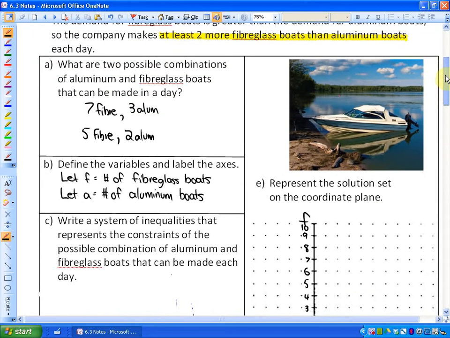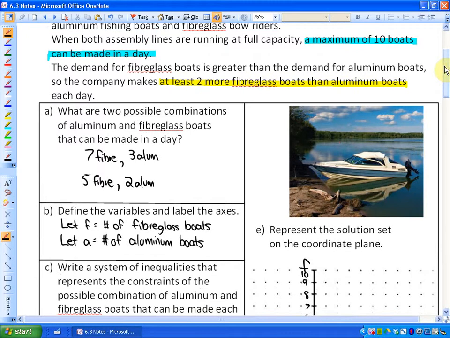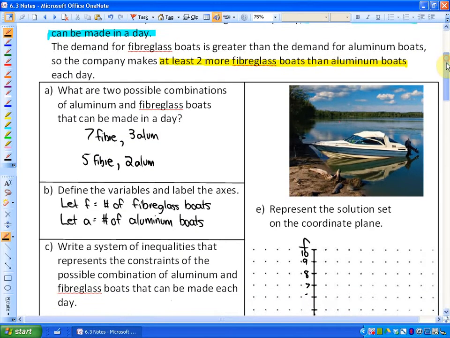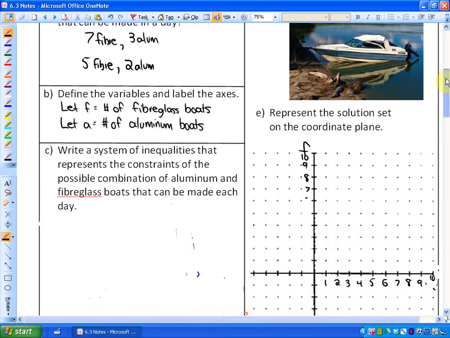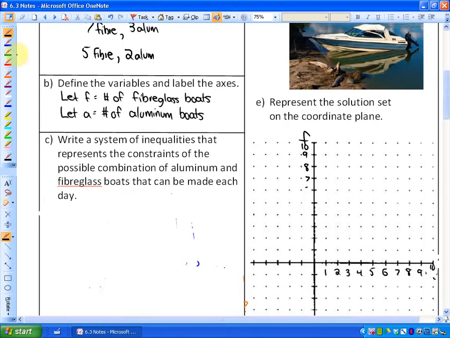And here's the non-mathematical way. What you do is you need boundary lines. So the boundary line for a maximum of 10 boats can be made in a day. If you take out the word maximum, the boundary would be when there are exactly 10 boats made in a day. So if we can find two combinations where there's exactly 10 boats made in a day, and there's lots of them, we'll have the boundary line.